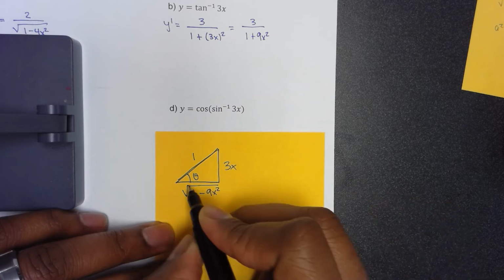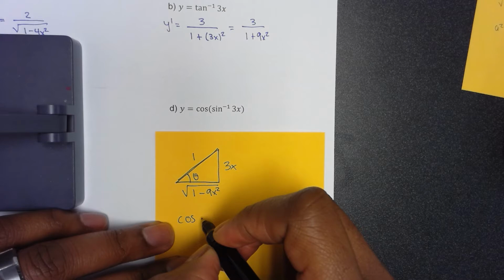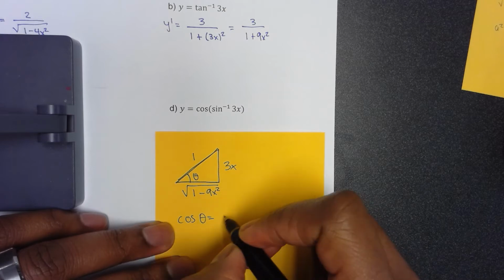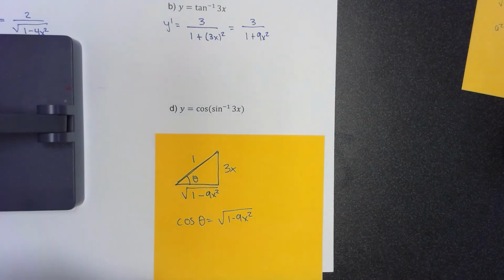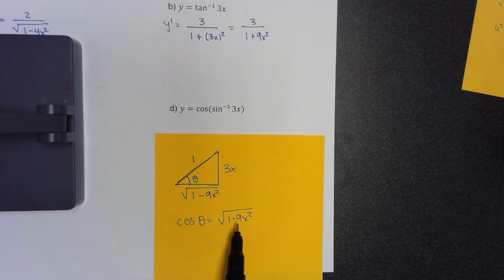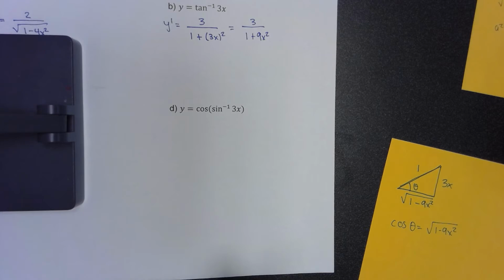So cosine is adjacent over hypotenuse. So really the cosine of theta is equal to the square root of 1 minus 9x squared. We could take this derivative and end up with negative 18x divided by 2 times the square root of 1 minus 9x squared, but we're going to do it another way, which we'll see what happens.